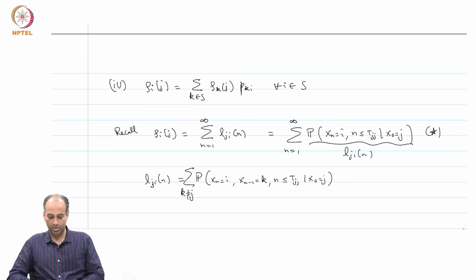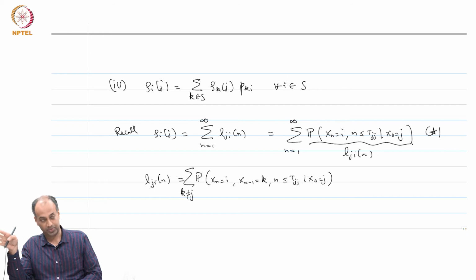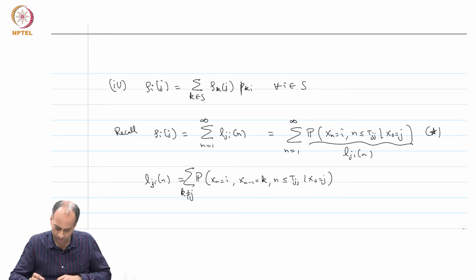So, what am I doing? I am just using the theorem of total probability. I am just looking at all the possible values that X_{n-1} can take. X_{n-1} cannot take the value j, because I am insisting that n is less than or equal to T_jj, so I have not yet returned to j. So, I am just summing over all the other states, not including j.